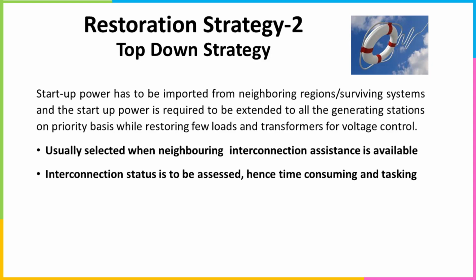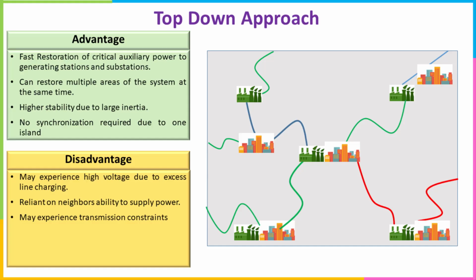So in the top-down approach, you have power from the neighboring areas, you are able to restore the generation, and in between, from the neighboring region, you are restoring some of the nearby generating plants. After that, you prepare a core island kind of scenario. From there, you can restore the major power plant available in that particular blacked-out area.